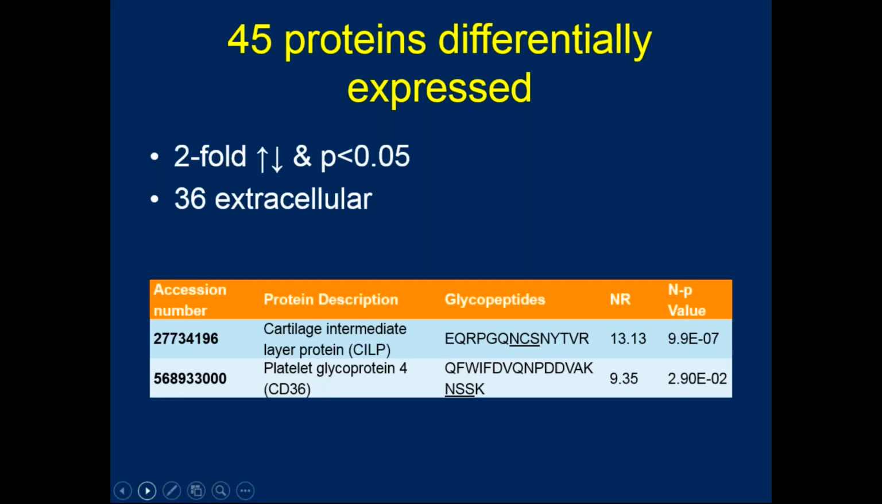So we found 45 peptides that had both a twofold change and were significantly different between wild type and MMP9 null. 36 of these 45 proteins were found to be within the extracellular region. Of the 45 proteins, cartilage intermediate layer protein, CILP, and platelet glycoprotein 4, or CD36, were found to have the highest fold increase in MMP9 null compared to the wild type animals.